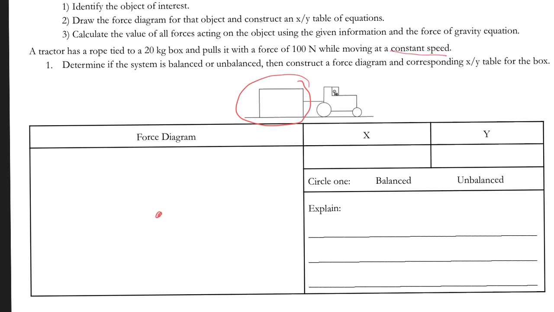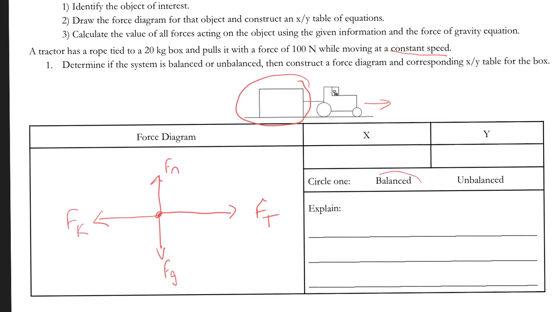So for my force diagram, I'm going to have force normal, force of gravity. In this direction, because the tractor is pulling on a rope, so it needs to be traveling in that direction, this is going to be my tension force, because we have a rope. Going back this direction, we've got our force of friction, because it's moving at a constant speed.